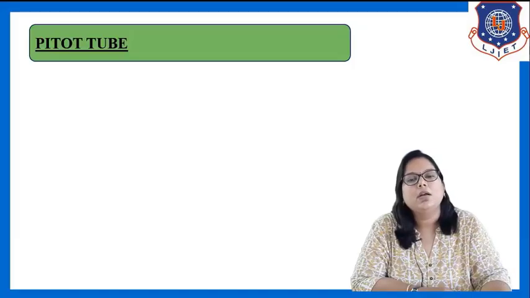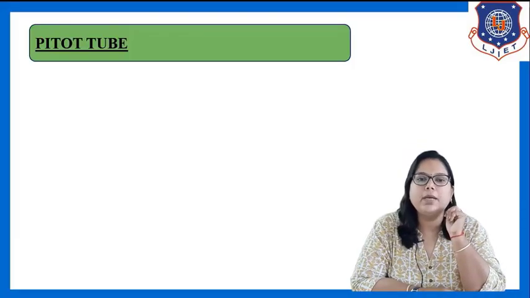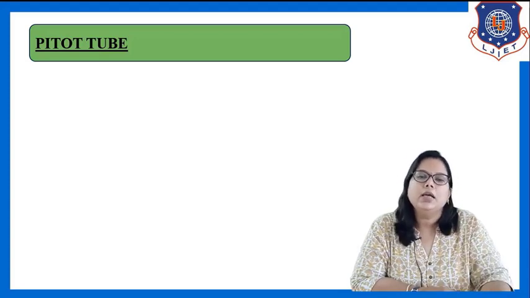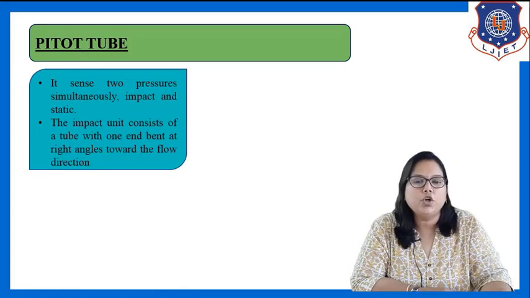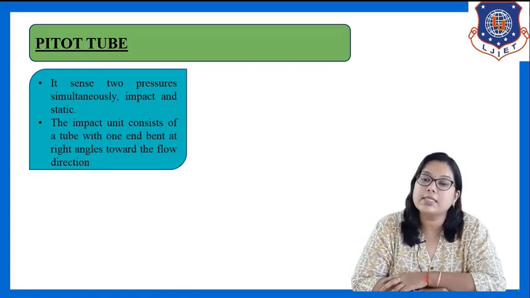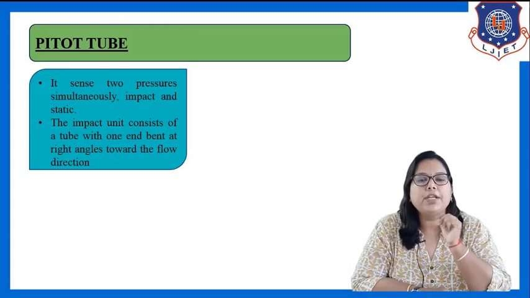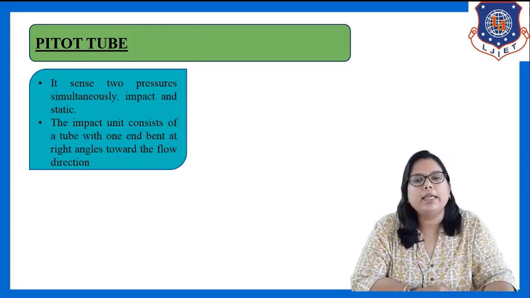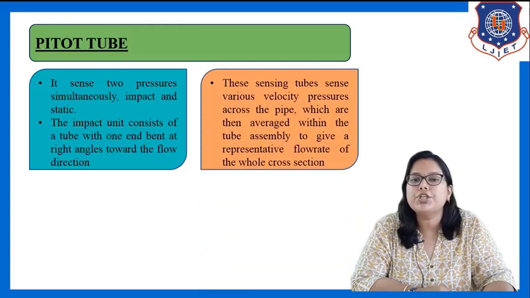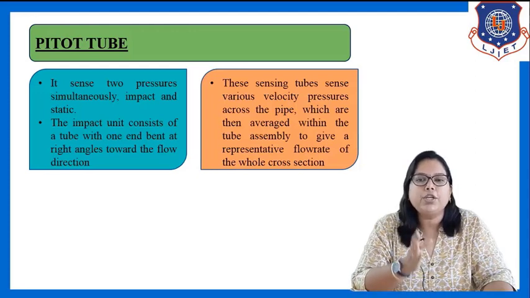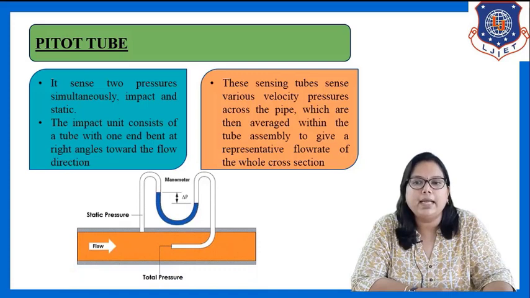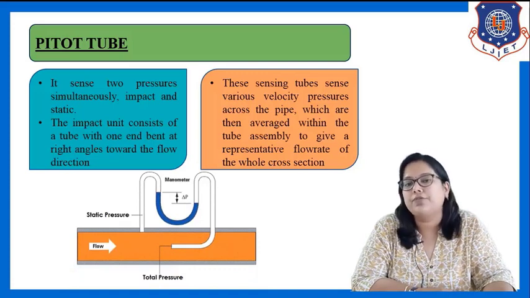We will start with the third type of variable head meter, which is the Pitot tube. Basically, a Pitot tube senses two pressures simultaneously, impact pressure and static pressure. So in a Pitot tube, we can simultaneously measure two pressures, impact pressure and static pressure. The impact unit consists of a tube with one end bent at a right angle towards the flow direction.